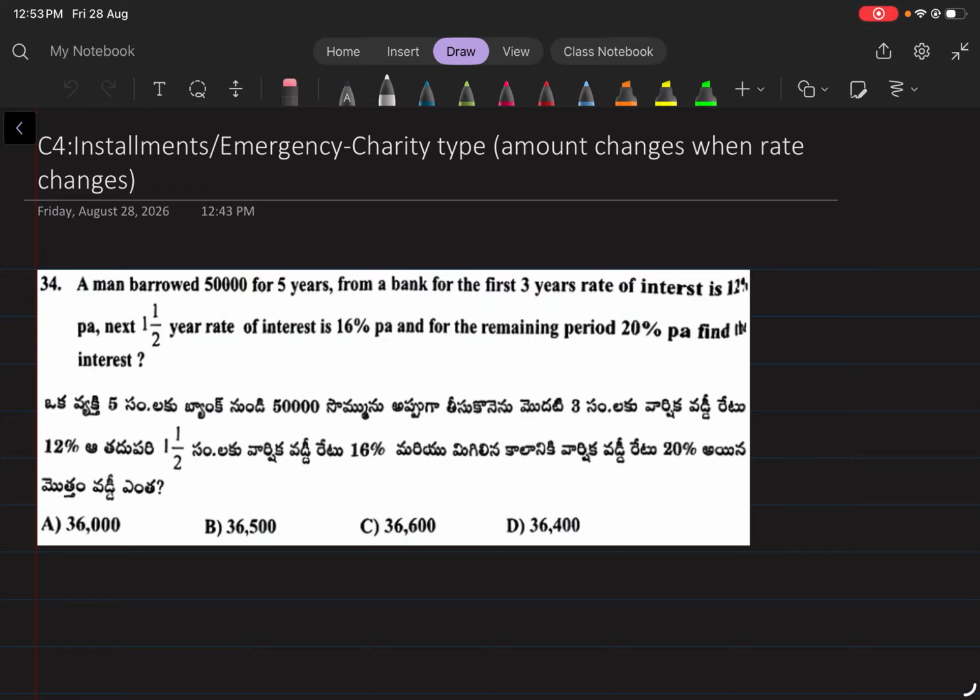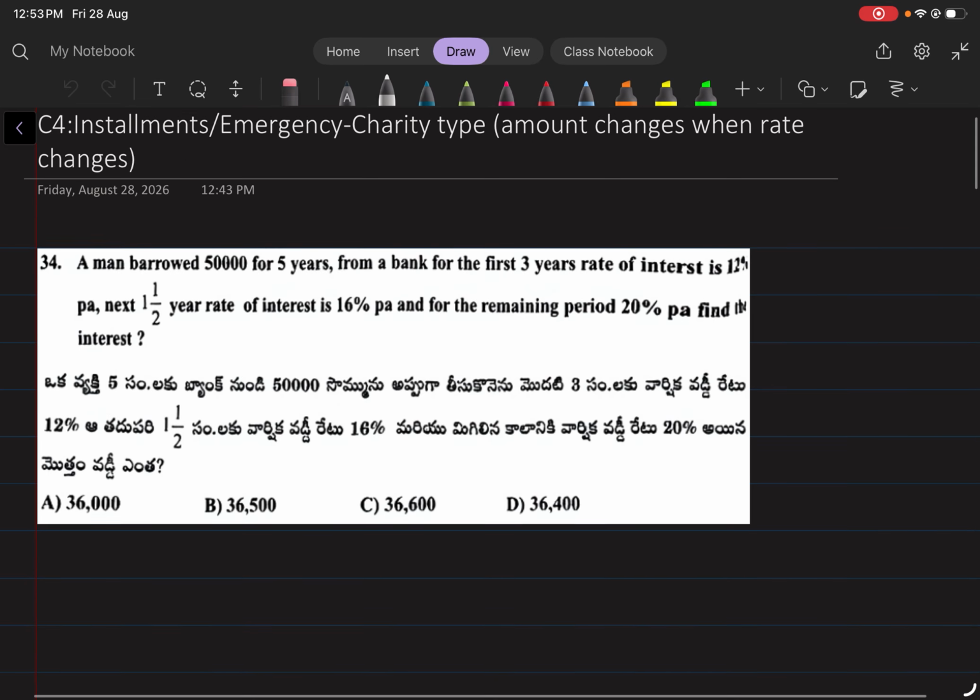In this lecture, we are going to see concept number 4 from simple interest. Concept number 4 is installments or emergency charity type of amount. That means the amount changes when the rate changes. So how this type of problem works, we'll see directly.